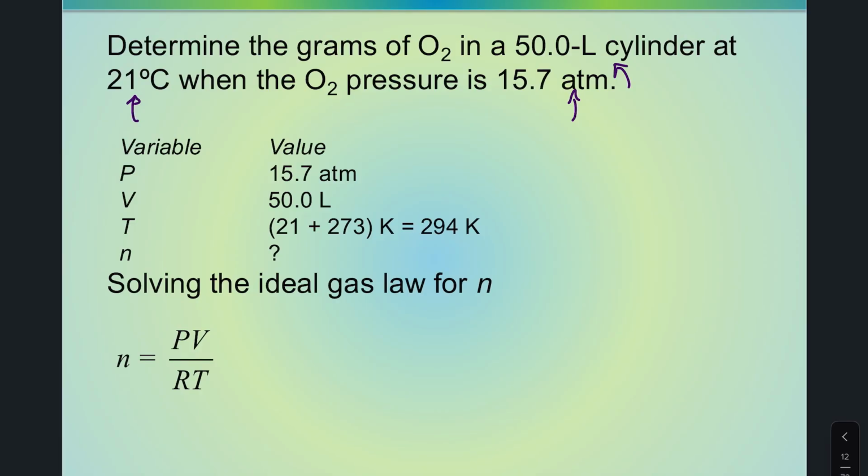When you see temperature, the first thing you should do is convert that, if it is in Celsius, to Kelvin. We want to know the number of grams of O2 in a 50-liter cylinder at 21 degrees when the O2 pressure is 15 atmospheres. And for atmospheres, we're going to have to look for a specific R value to use.